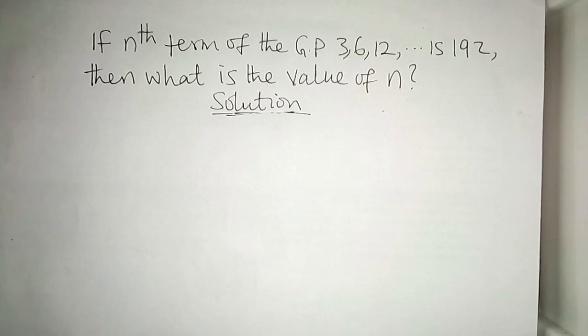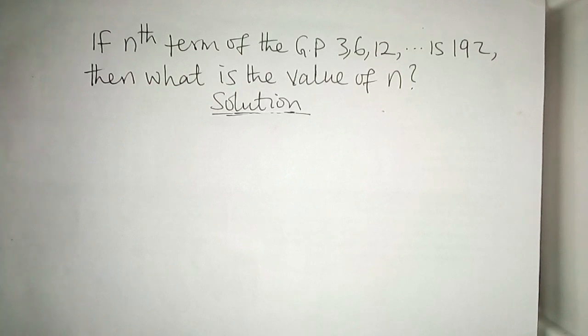Alright, let us quickly solve this problem. If the nth term of the GP 3, 6, 12 to infinity is 192, then what is the value of n?